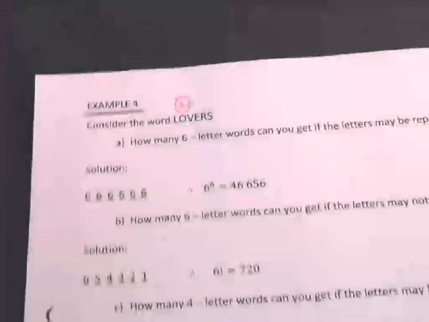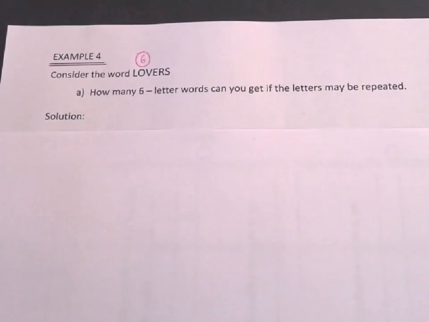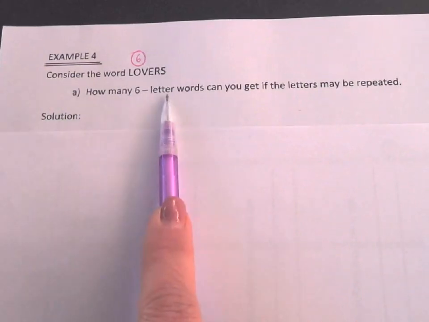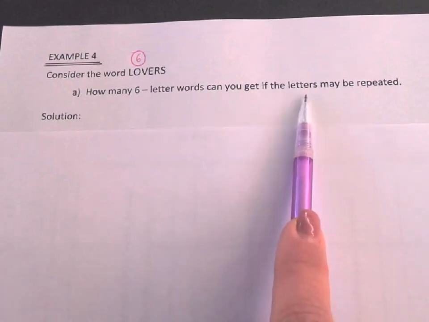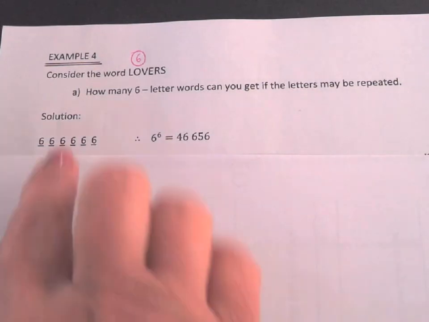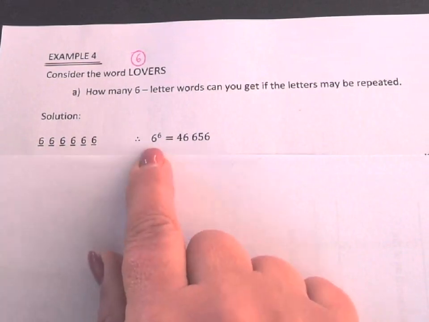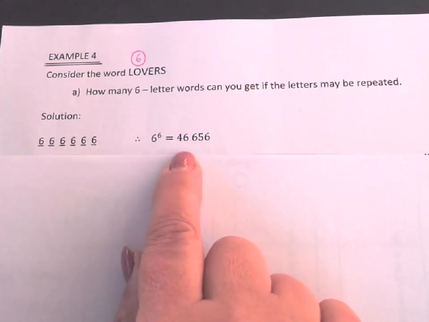Okay. Example 4. The word lovers has 6 letters. How many 6-letter words, so we have 6 little stripes, can you get if the letters may be repeated? So, you can use the letters of lovers and you can repeat them. Therefore, we have 6 times 6 times 6 times 6, etc. So it will be 6 to the power of 6. 46,000 plus different ways, different words.